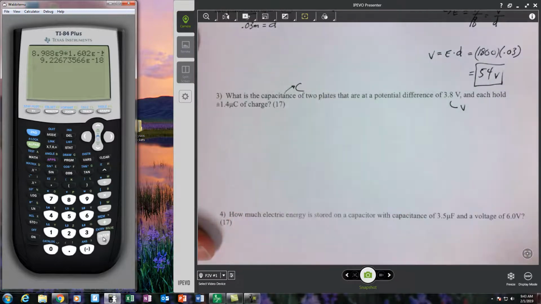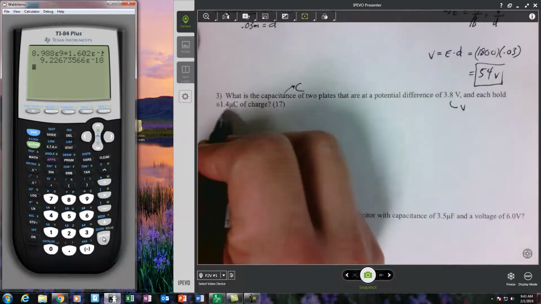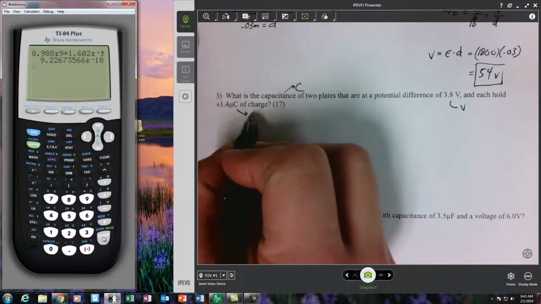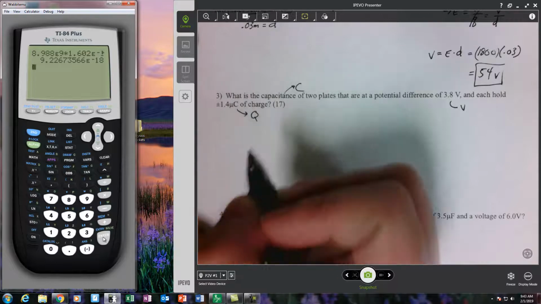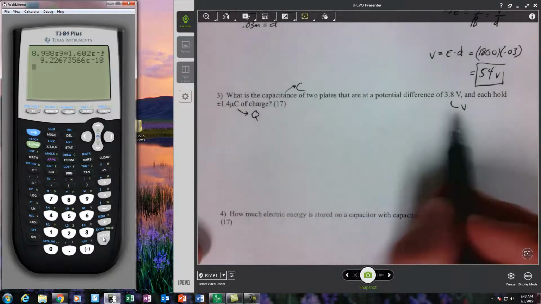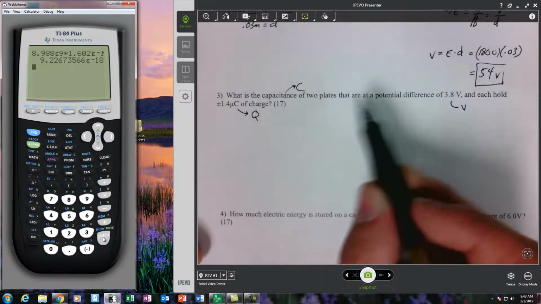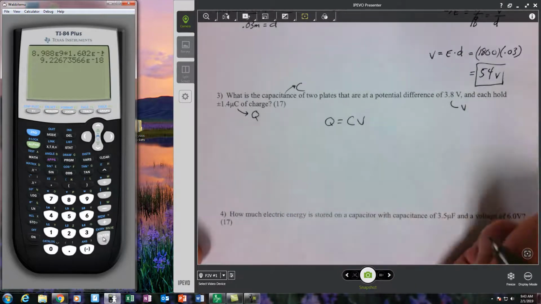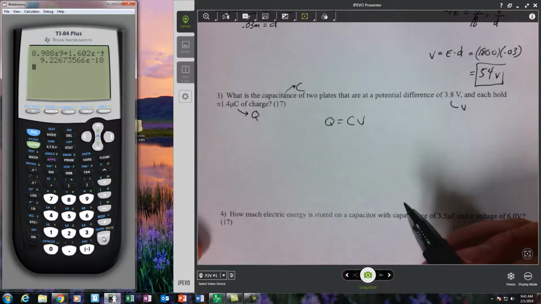Capacitance is C. And when we talk about charge, charge is always measured as either a little q or a big Q. Because it says that the plates are holding it, we're going to use a big Q. It's not a point charge. It's a compilation of charge that's piled up. When we look at these three things, there's only one formula that connects all three of them, and that's a pretty simple one. Q equals CV. Our charge is our capacitance times our voltage.